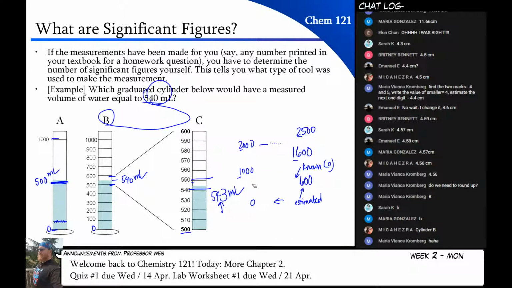So there's our answers. Now something's going to appear right here, so I'm going to just try and clear this. So there we go.